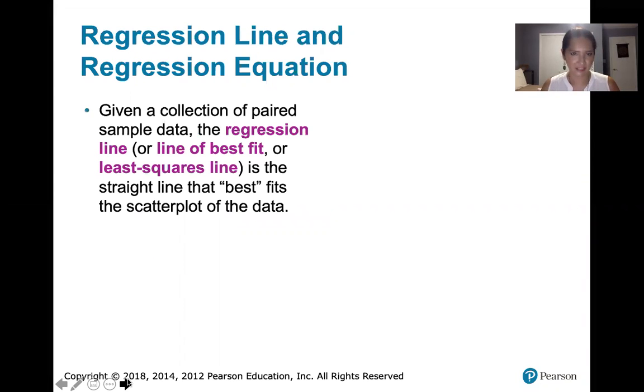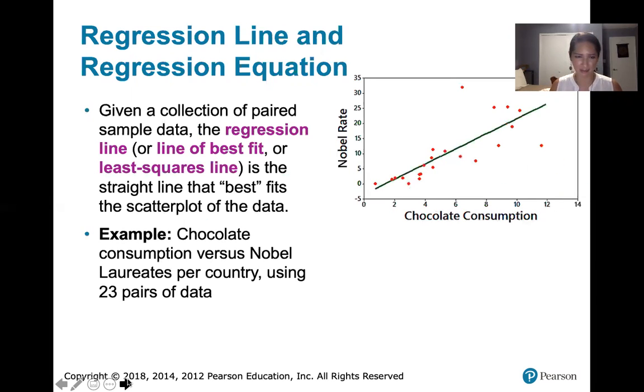Given a collection of paired sample data, the regression line, or the line of best fit, or the least squares line, is just a straight line that best fits the scatter plot of data. Now we're going to talk more about what we mean by best fits the scatter plot of data in a different video. But for right now, just know that the regression line is that line that best fits the scatter plot. So here's an example.